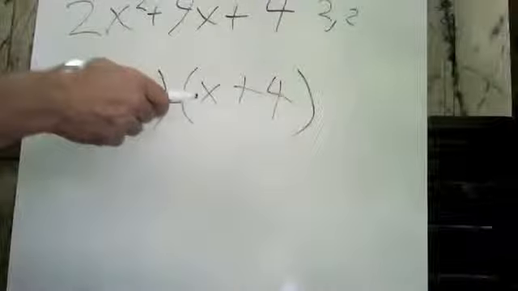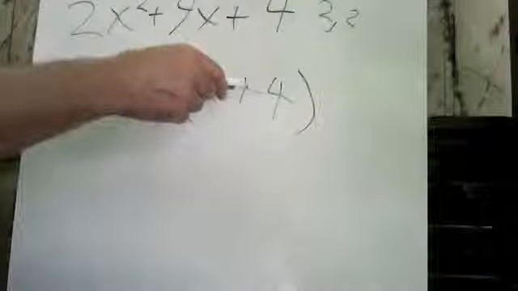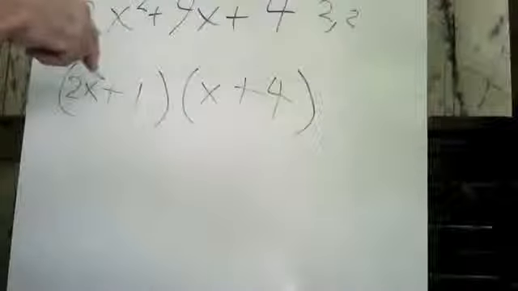Now when you do FOIL, you'll see that 2x times x is 2x squared. Outside times outside is 8x. Plus 1 more x is 9x. And last times last is 4. So that's the right way to do it. Okay? Let's try a third problem.